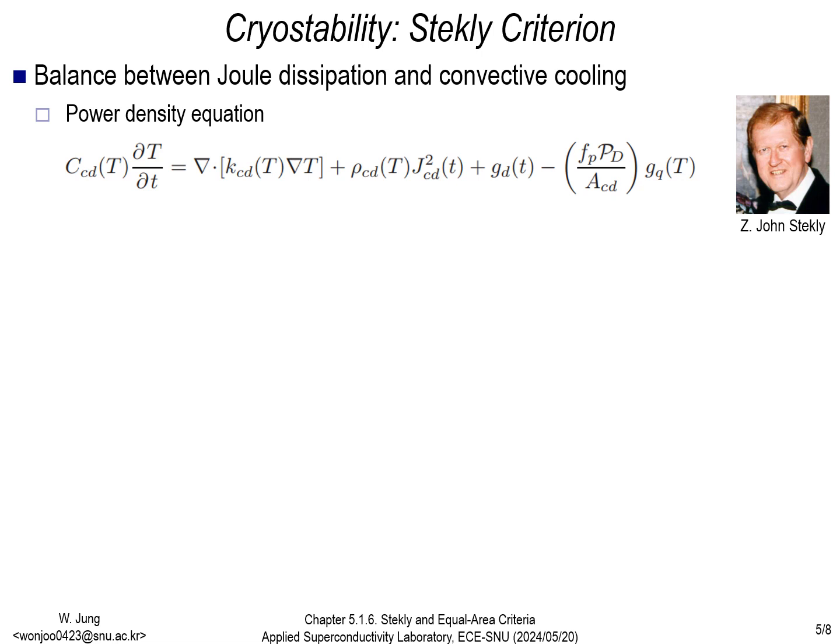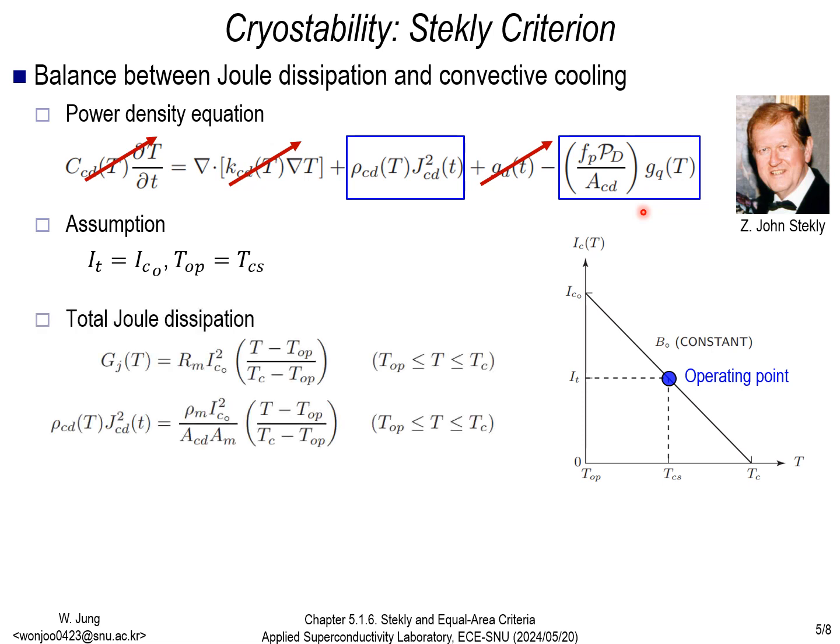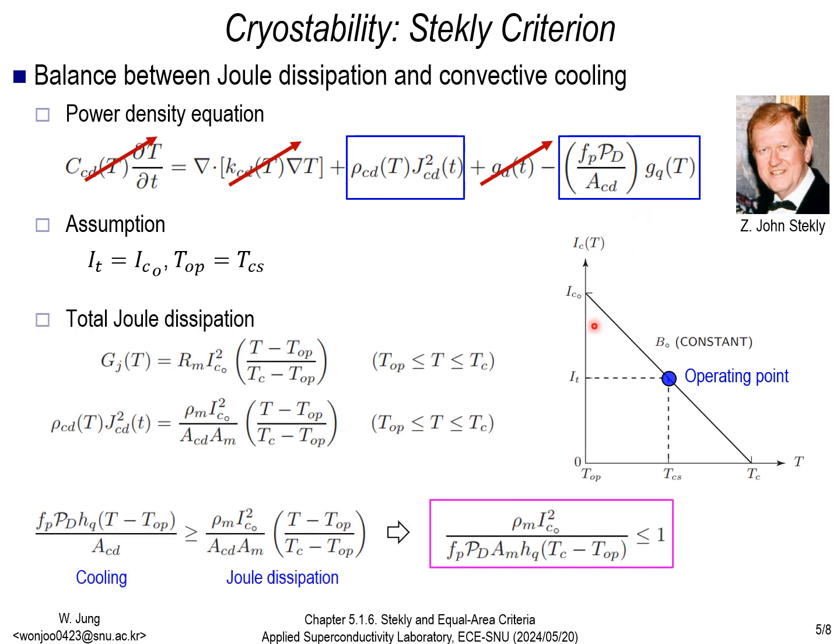Moving on to the Stekly criterion, this concept is based on the balance between joule dissipation and convective cooling. The criterion defines the conditions under which a superconductor can remain stable or become fully normal. The Stekly criterion ensures that the heat generated does not exceed the cooling capacity, thereby maintaining cryostability.